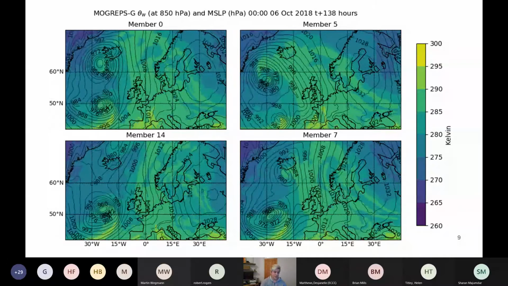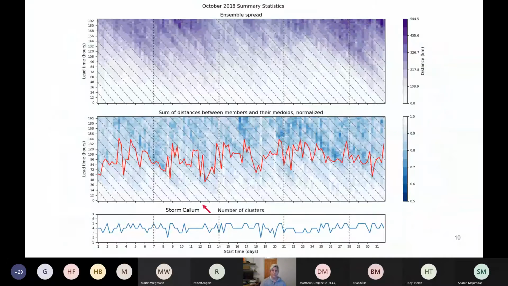Now, this, of course, is just one forecast that I'm showing you. But we've actually applied this to several months, and this is just an example here of October 2018, some summary statistics. Now, the y-axis for the top two plots is the lead time in hours, and the x-axis is the start time in days, and the bottom plot is the number of clusters. The top plot is actually our ensemble spread of the members and the forecasts.